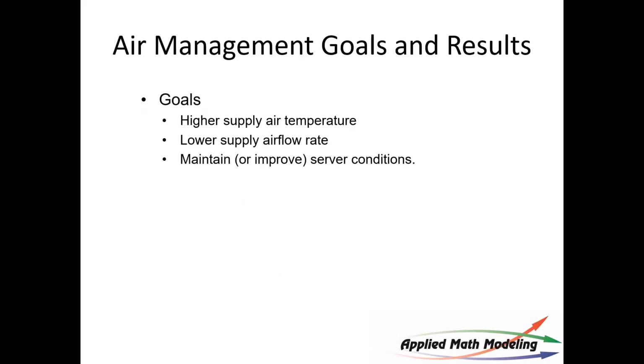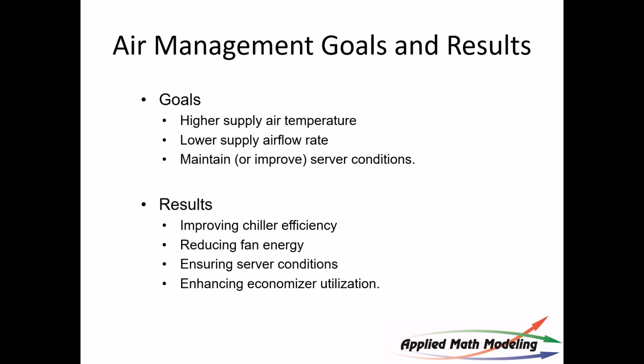Okay. So the goals are to run as high as you can in supply air temp with as little air as you possibly can on the supply side. In other words, only give the IT servers what they need and not more. And you get better chiller efficiency, reduced fan energy. Fan energy is important, and we'll talk about that. You meet your server requirements and you enhance economizer utilization.